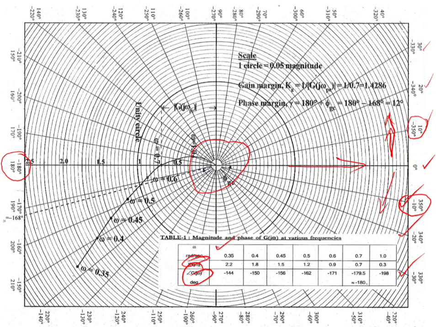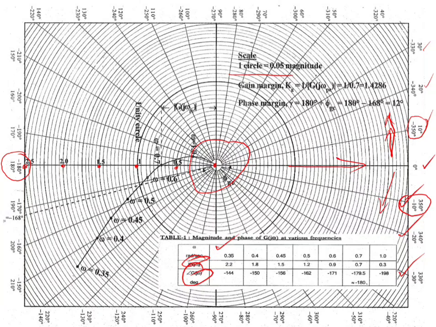So 0 to 360 degrees is marked, and we have to specify magnitude. We are considering one circle, and in this one circle represents 0.05 magnitude. If you are taking this graph, the center point is 0, the first dark line is 0.5, the second dark line is 1, that is the unit circle, the third dark line is 1.5, the fourth one is 2, and the fifth one is 2.2. So each and every circle represents 0.05 unit.